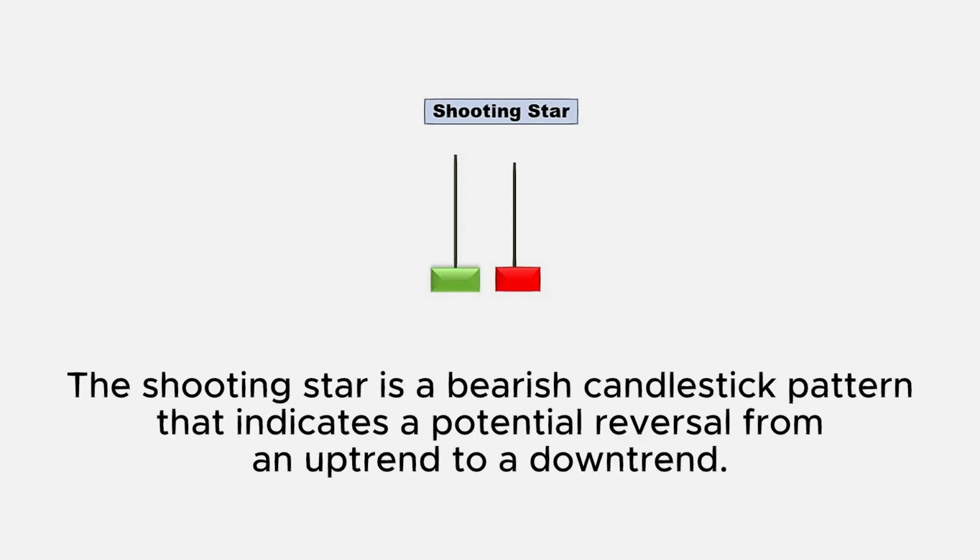The shooting star, on the other hand, has a small body at the bottom with a long upper wick. It shows that the price rallies up, but the sellers step in and move the price downwards aggressively to close near the opening price. It's a bearish reversal candle that signals that the rally or the buyers are exhausted and a downwards movement is likely to come.